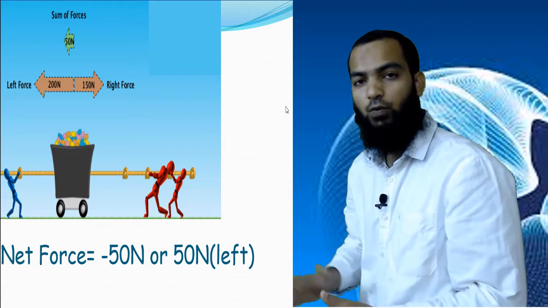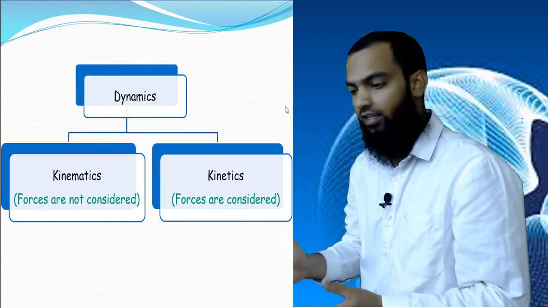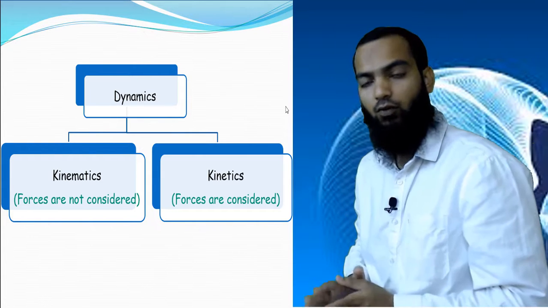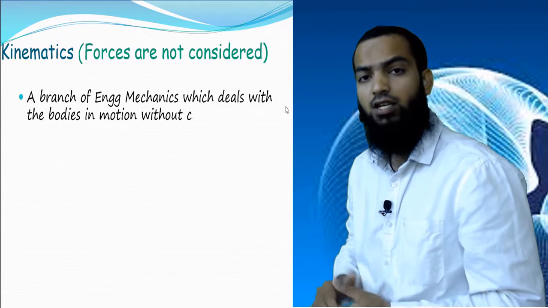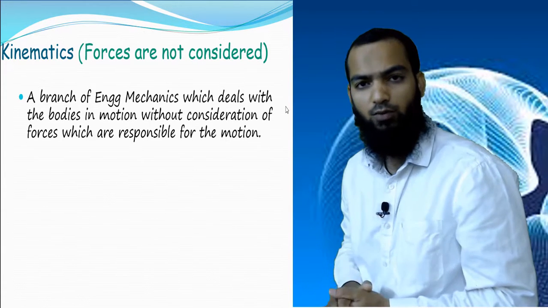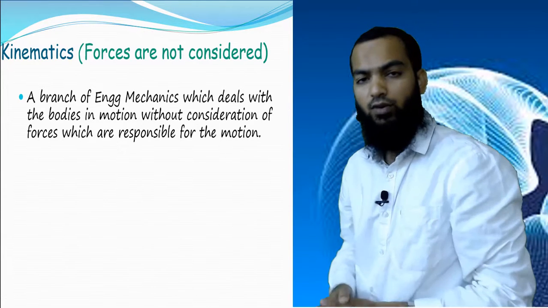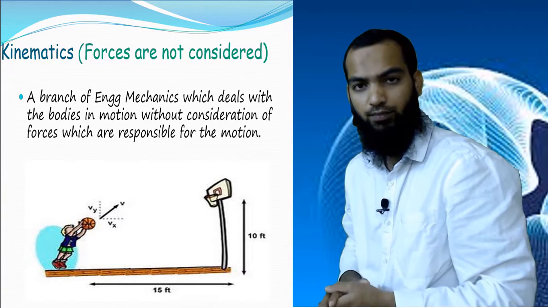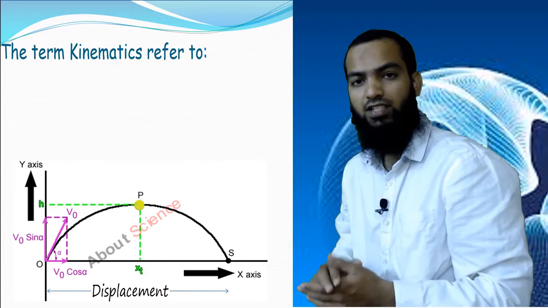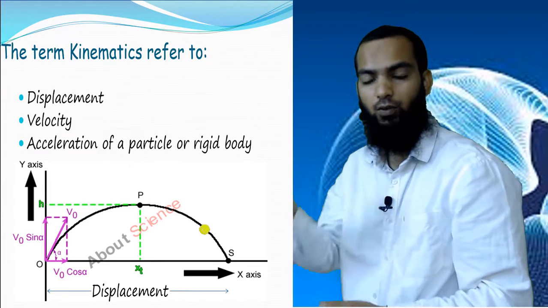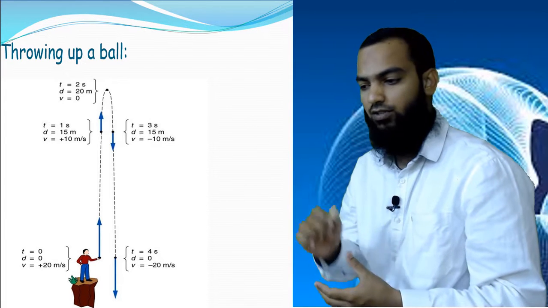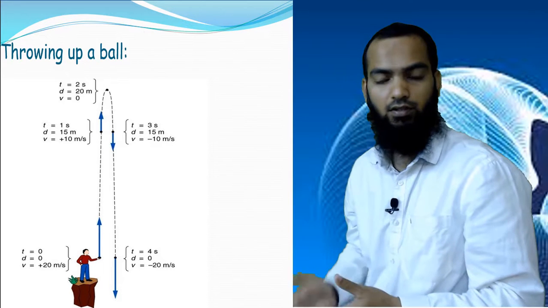Dynamics is further divided into two parts: kinematics and kinetics. In kinematics, forces are not at all considered, and in kinetics, forces are considered. Now what is kinematics? Kinematics is a branch of engineering mechanics which deals with bodies in motion without consideration of the forces which are responsible for motion. For example, the projection of a ball. In this projection, three things we will consider: displacement, velocity and acceleration. In this example, a ball is thrown with a velocity of 20 meters per second. After 2 seconds, the velocity of the ball becomes 0 and it falls downwards.